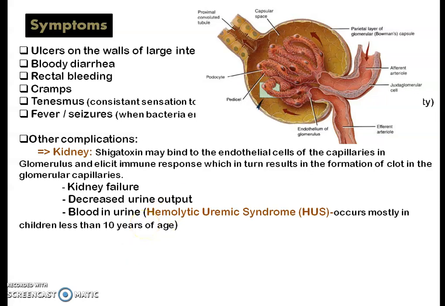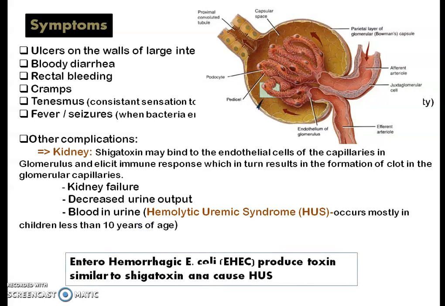And that condition is known as hemolytic uremic syndrome, HUS. It occurs mostly in children less than 10 years of age. The other organism which causes hemolytic uremic syndrome is enterohemorrhagic E. coli, EHEC. Enterohemorrhagic E. coli also produces a toxin which is similar to Shiga toxin and causes HUS.